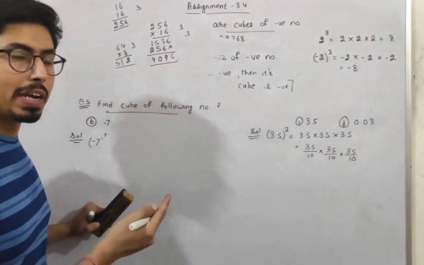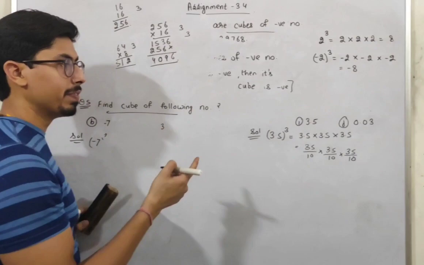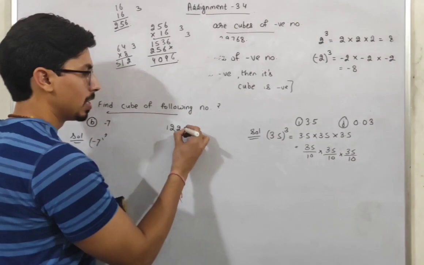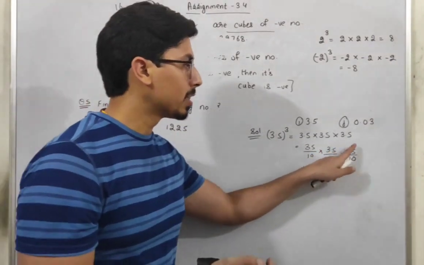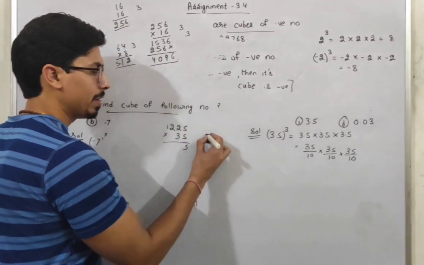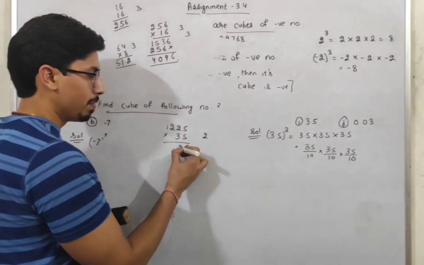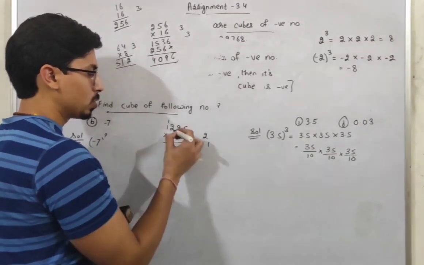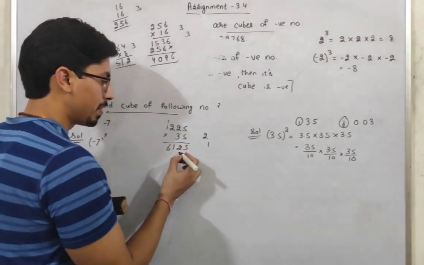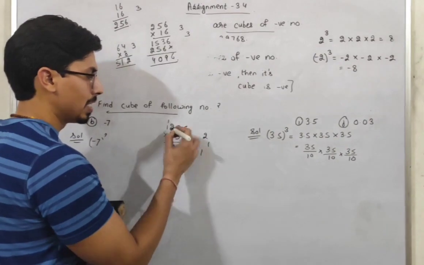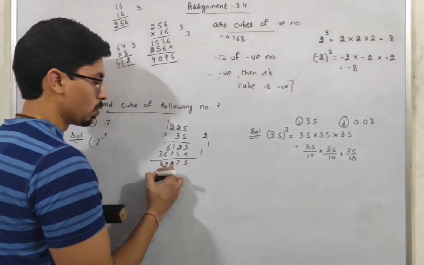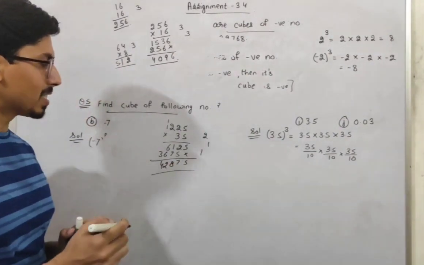So 35 into 35 will be 1225, students. Now I have to multiply this number by 35. If I multiply this by 5, it will be 5 5s are 25, 5 2s are 10, 11, 12, 5 1s are 5, so it will be 6125. Now if I multiply it by 3, it will be 5 3s are 15, 3 2s are 6, and so on. So it will be 42875, students.